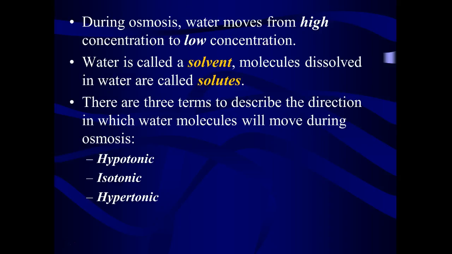Two terms that you should be familiar with are solvent and solute. A solvent is something that dissolves something else. A solute is something that is dissolved in a solvent. So water is called a solvent. Anything that dissolves in the water are solutes. So when you make Kool-Aid, you're making a solution, right? The sugar and the Kool-Aid powder, those are the solutes. And the water, of course, is the solvent.